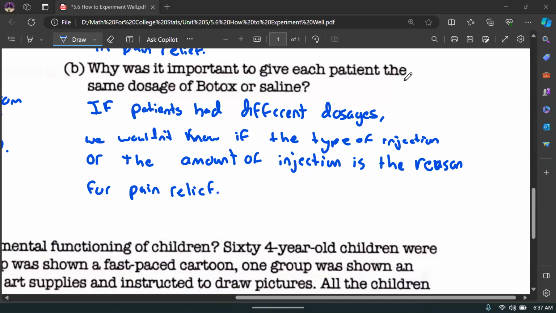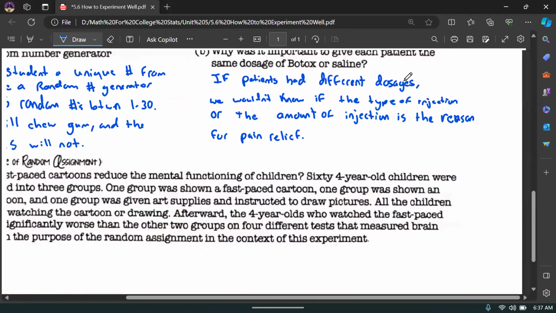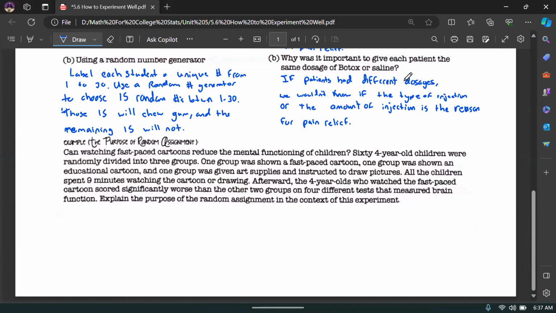There you go. And then our final example down at the bottom says, can watching fast-paced cartoons reduce the mental functioning of children? 64 4-year-old children were randomly divided into 3 groups. One group was shown a fast-paced cartoon, one group was shown an educational cartoon, and one group was given art supplies and instructed to draw pictures. All the children spent 9 minutes watching the cartoon or drawing. Afterward, the 4-year-olds who watched the fast-paced cartoon scored significantly worse than the other 2 groups on 4 different tests that measured brain function. Explain the purpose of the random assignment in the context of this experiment.